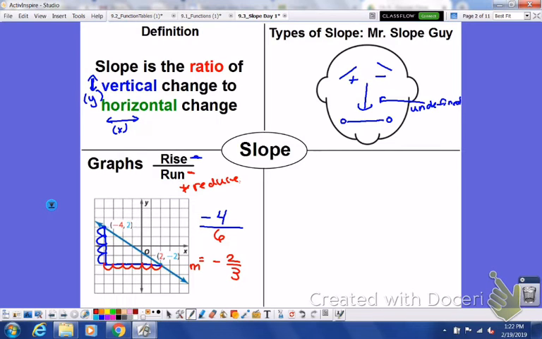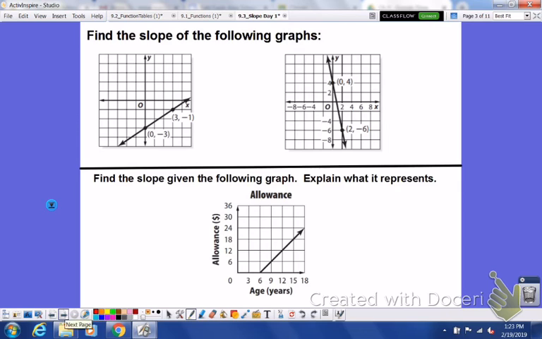Okay, so we have our definition. We have our 4 types using Mr. Slope Guy, and we have finding our slope given a graph. Okay, so a couple examples. Find the slope of the following graphs. Well, first up, I see it is rising from left to right, so I'm going to make a note. It needs to be positive.